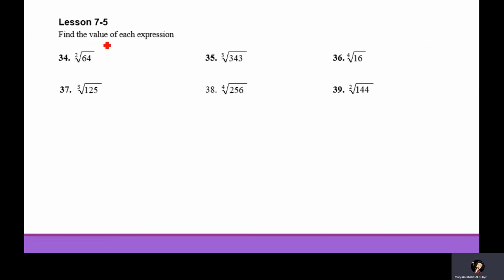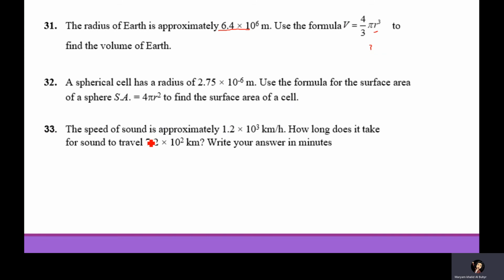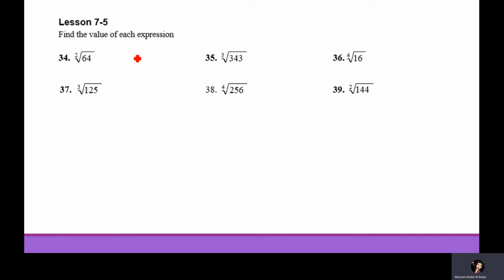Now we will start lesson 7.5. The first part was about lesson 7.1 until 7.4. Here is lesson 7.5. In this lesson, we learned about the rational exponent. So rational exponent, as I told you, was kind of roots. Cubic root, square root, and so on.